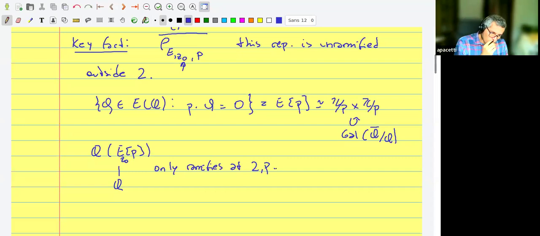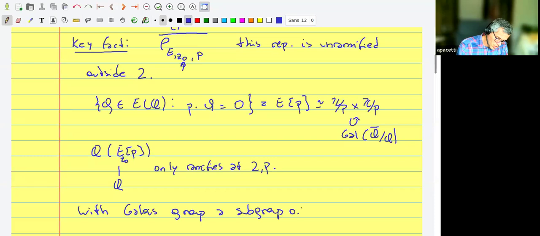And somehow the point is that if you'd like to try to construct abstract extensions of Q which ramify only at a few primes, it's extremely hard to do that. The Galois group is going to be a subgroup of GL2 of F_p.